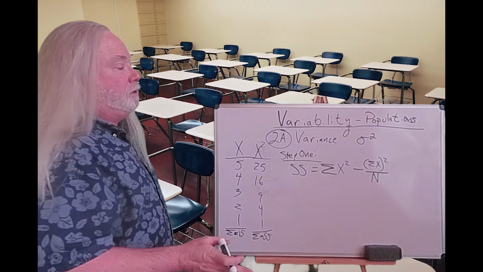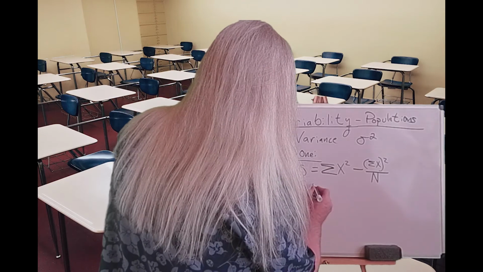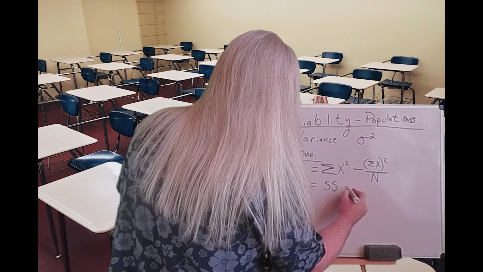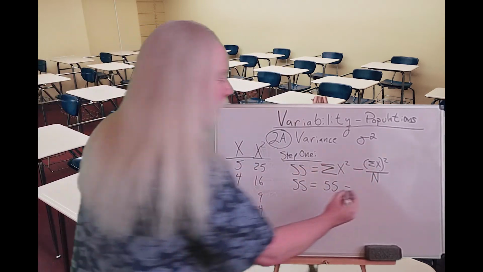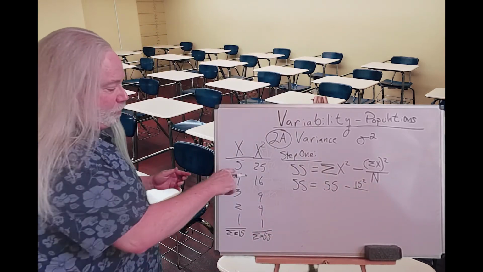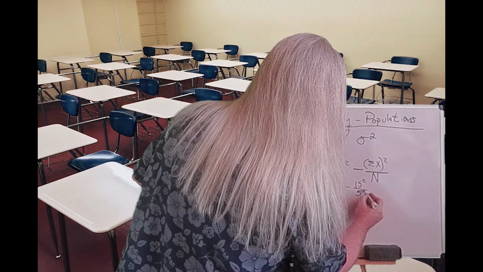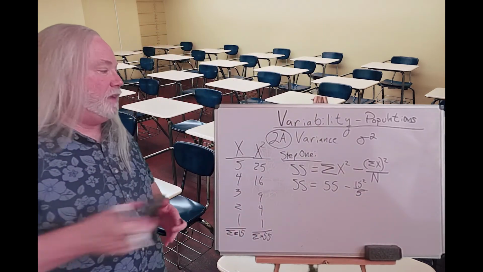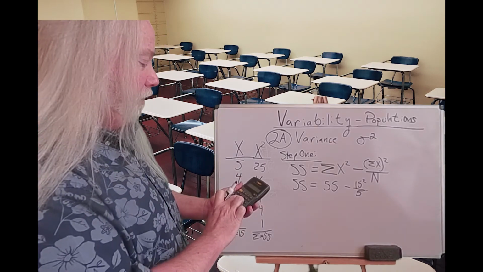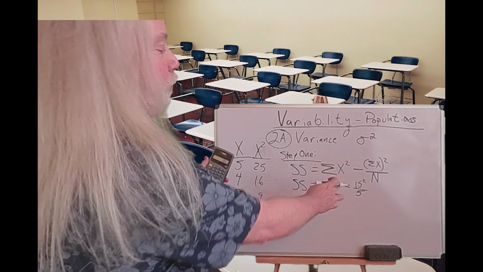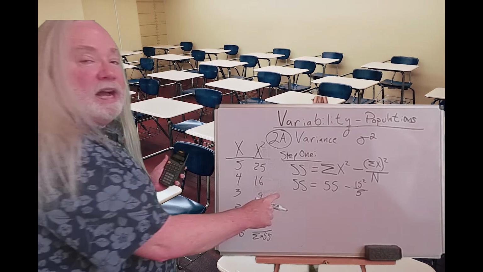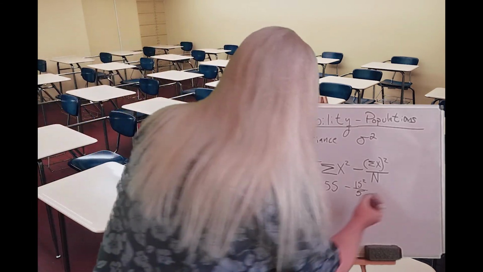Now we just plug in to the formula. So the summation of squared raw scores was 55. The summation of scores is 15. We need to square that and then divide by how many scores we have: 1, 2, 3, 4, 5. So square your 15 and divide that by 5. 15 squared is 225. 225 divided by 5 is 45. 55 minus 45 is 10.